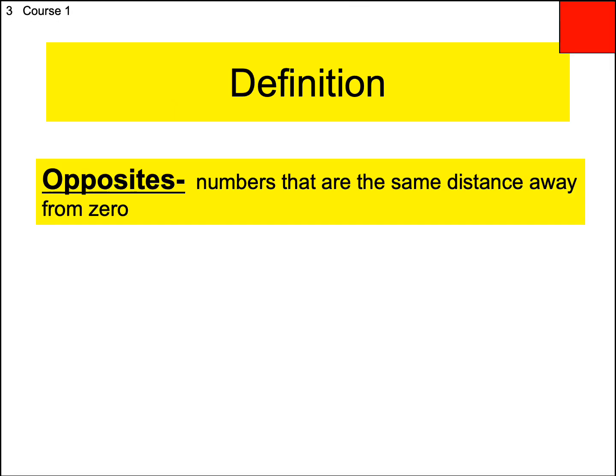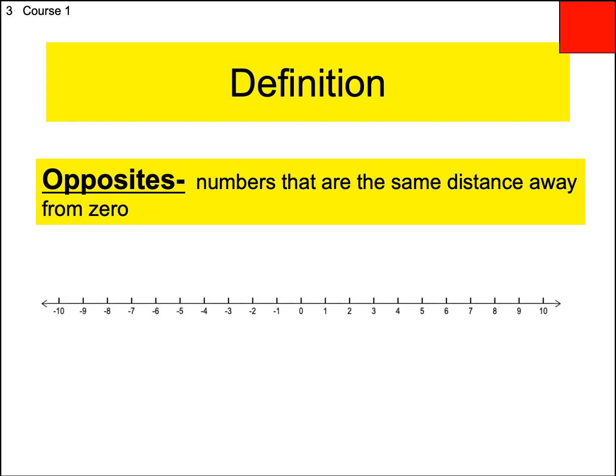So it's a lot of definitions today. The first definition is something called an opposite. And opposites, plural, are numbers that are the same distance away from 0. Here's a number line. Well, here's where 5 is. How far is 5 away from 0? It's 5 away from 0. Is there another number that's also 5 away from 0 that isn't 5? Sure, -5. -5 and 5 are opposites.